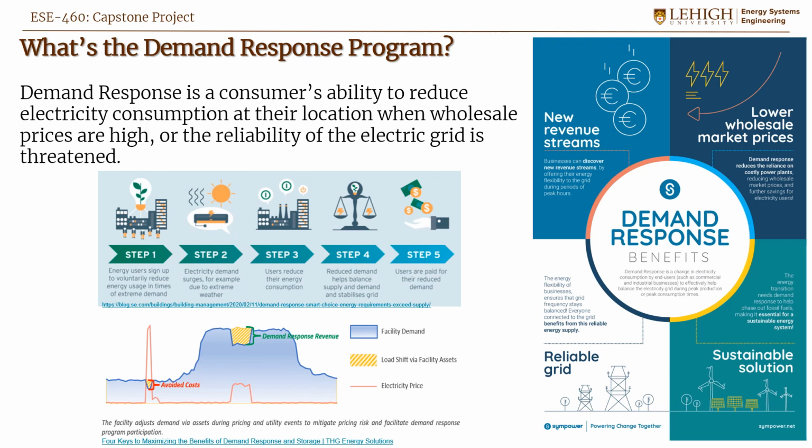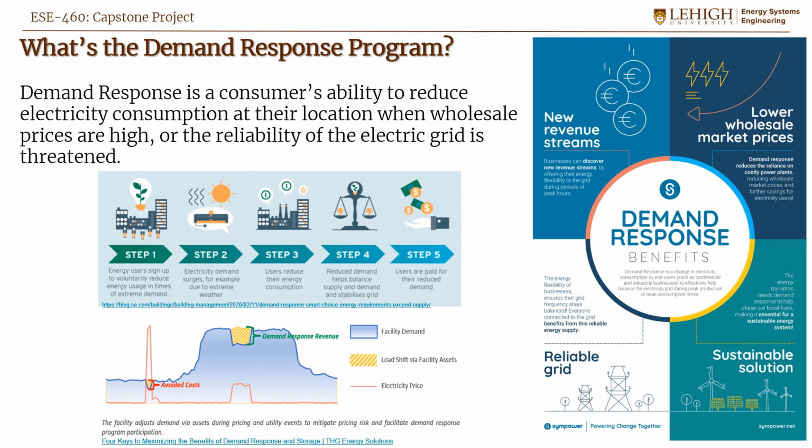Now, let's explore the compelling benefits of participating in the demand response program. First one is lowering wholesale market prices. One of the primary advantages of the demand response program is the ability to lower the wholesale market pricing by voluntarily reducing energy consumption during peak demand periods. Consumers actively contribute to a more balanced supply and demand equation, mitigating the need for expensive backup power sources and subsequently reducing the wholesale prices.